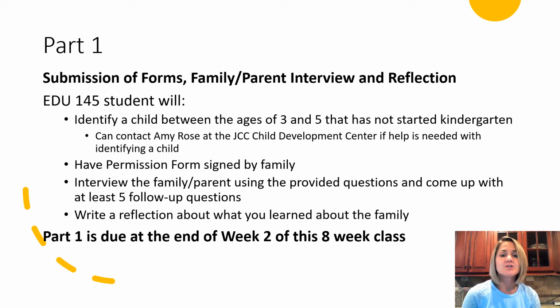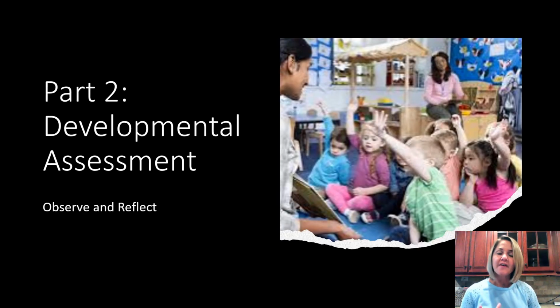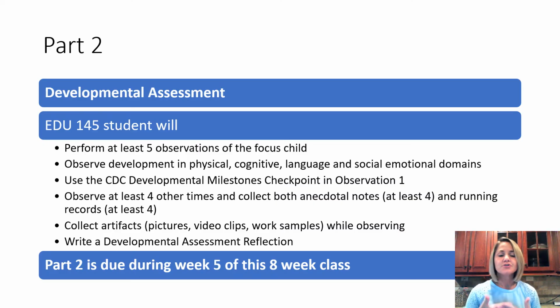So you'll get more information about that in that module. After you have permission forms signed and you conduct the family interview, you're moving on to part 2, which is the developmental assessment. This is the main meat of the project. In part 2, you're still working with the same child whose family gave you permission to observe them, and you're scheduling time to observe them at least 5 times in their child development center.